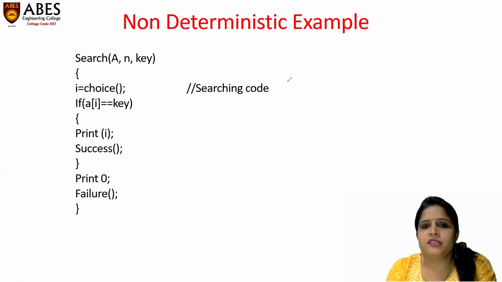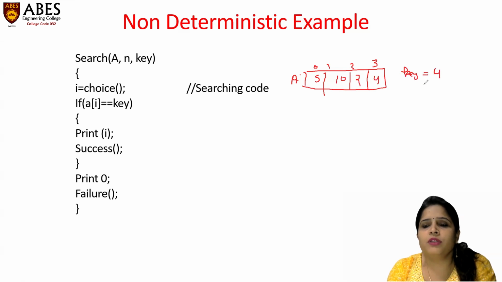Suppose we are given a list of items A: 5, 10, 2, 4. This is an array, where A of 0 is 5, A of 1 is 10, A of 2 is 2, A of 3 is 4. And what is the value of key? Suppose we want to find the key value 4. Is it available in this array or not?